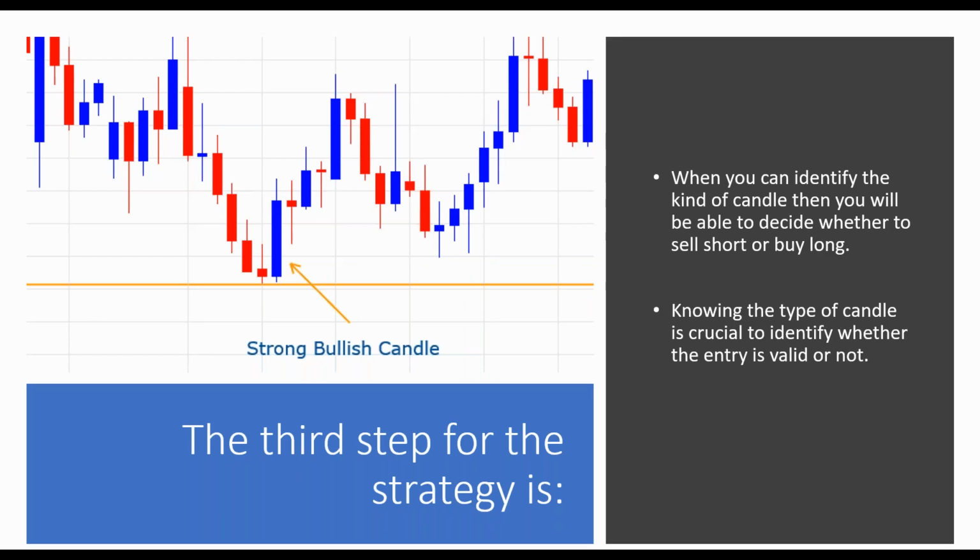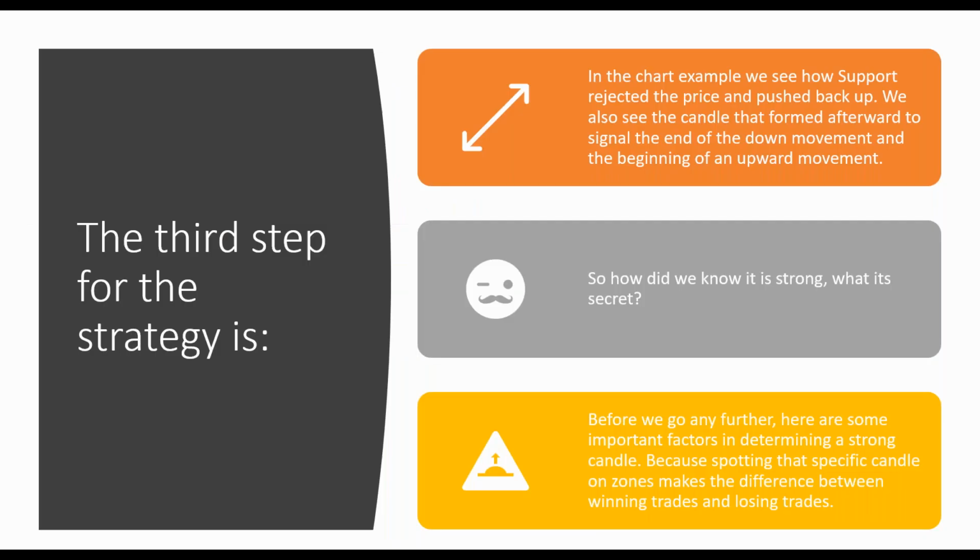So when you can identify the kind of candle, then you will be able to decide whether to sell short or buy long. One or two things are going to happen. Either price is going to break through that support zone or that price level zone, or it's going to bounce off of it. We don't know. We have no idea. So trying to pre-guess this is bad business. Knowing the type of candle is crucial to identify whether the entry is valid or not.